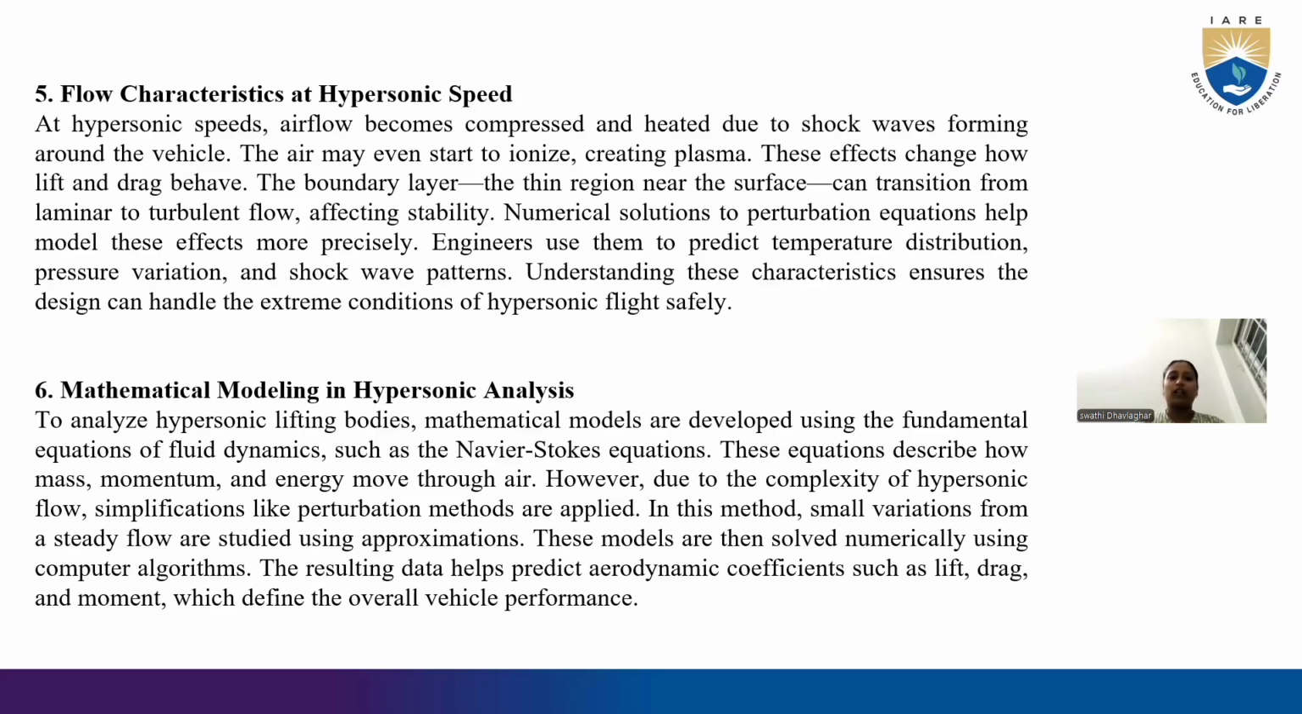The boundary layer, the thin region near the surface, can transition from laminar to turbulent flow, affecting stability. Numerical solutions to perturbation equations help model these effects more precisely. Engineers use them to predict temperature distribution, pressure variations, and shock wave patterns. Understanding these characteristics ensures the design can handle the extreme conditions of hypersonic flight safely.